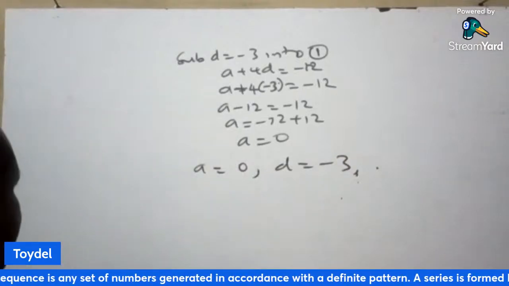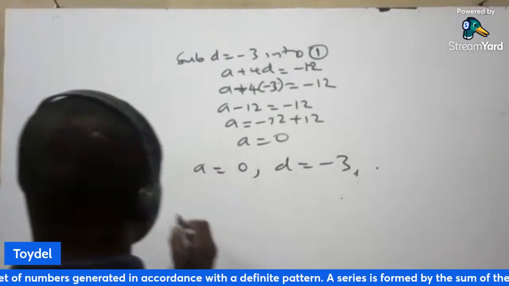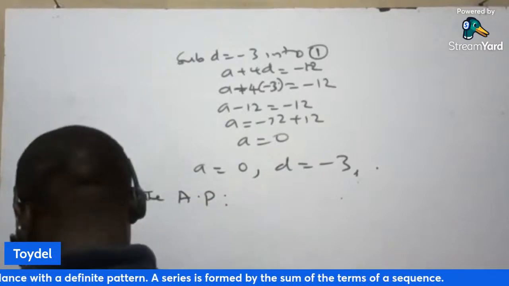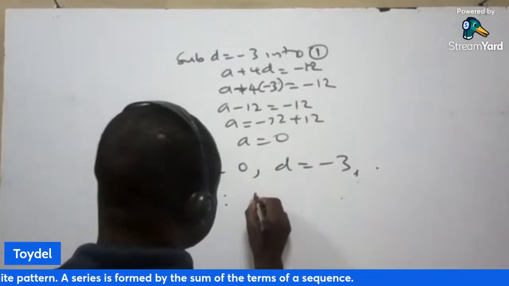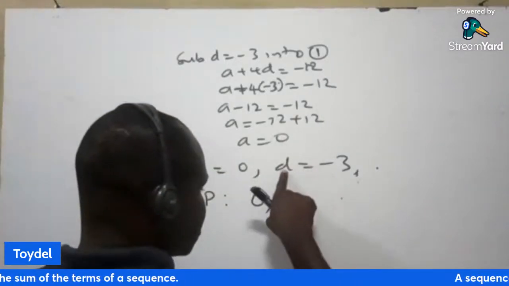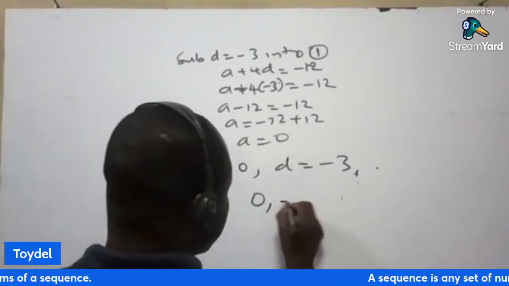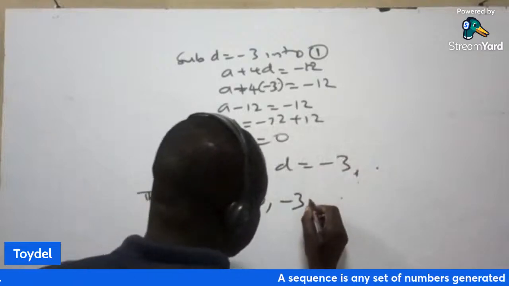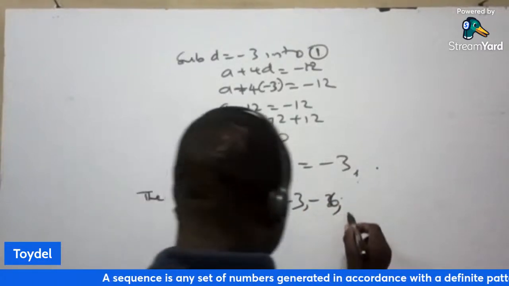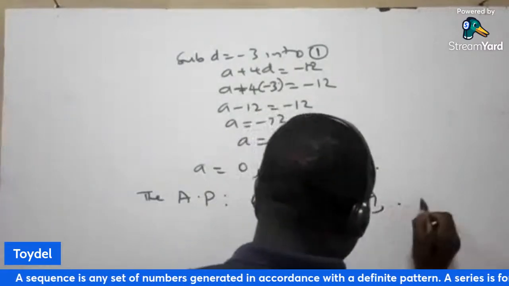So we have to find the AP. How do we get the AP? The AP, that is the arithmetic progression or linear sequence, is given as: the first term is 0, the second term will be first term plus the common difference, that will be minus 3. The third term, you keep adding, that's minus 6, minus 9, dot dot dot.